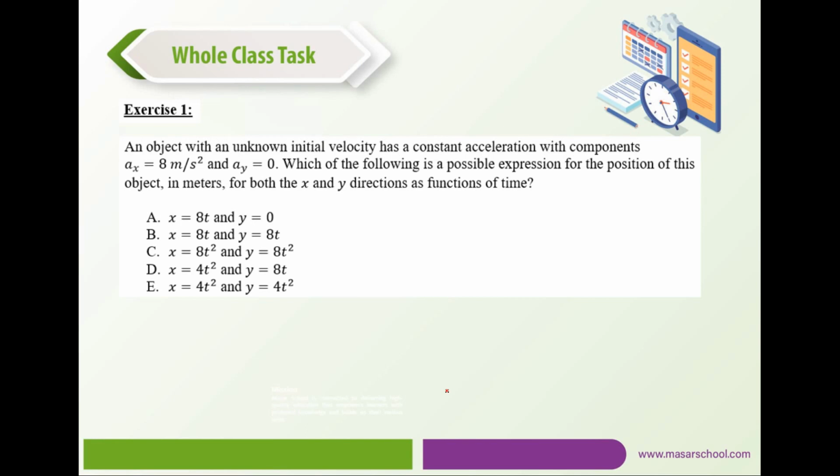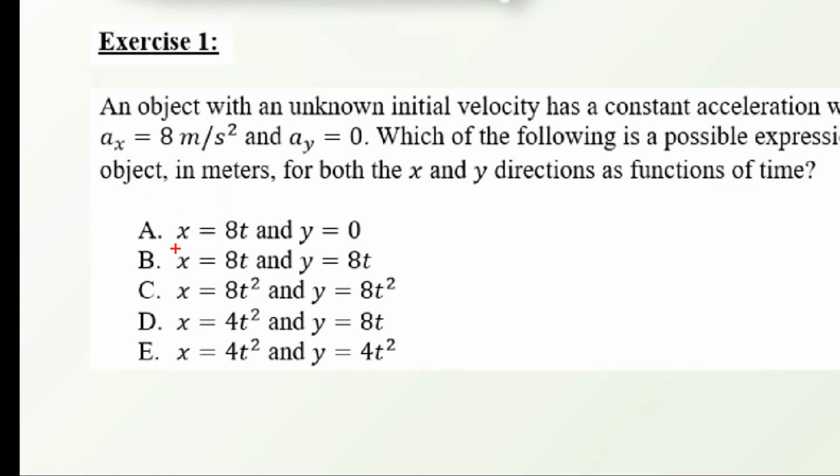Now exercise 1, an object with an unknown initial velocity has a constant acceleration with components ax and ay. Which of the following is a possible expression for the position of this object in meters for both x and y directions as a function of time? So we have the acceleration in each case, and we need to determine the corresponding position along each direction. I'm talking here about x and y.